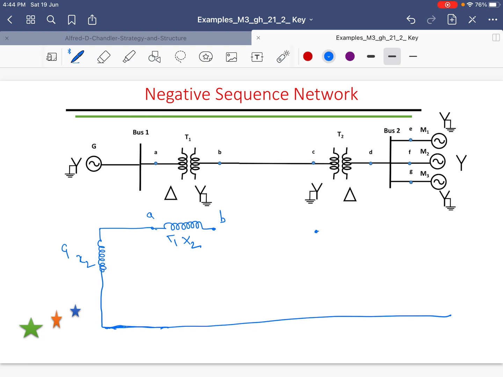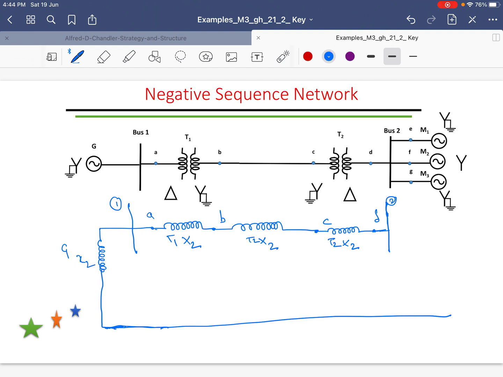Next, between B and C, you have a transmission line. The transmission line is represented by its negative sequence reactance X2 of TL. Then between C and D, once again you have a transformer that is represented by its negative sequence reactance, that is X2 of T2. Then from D we have bus 2, that is a common bus 2, to which the three motors are connected in parallel.